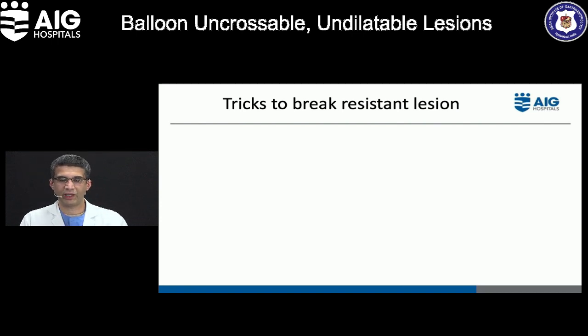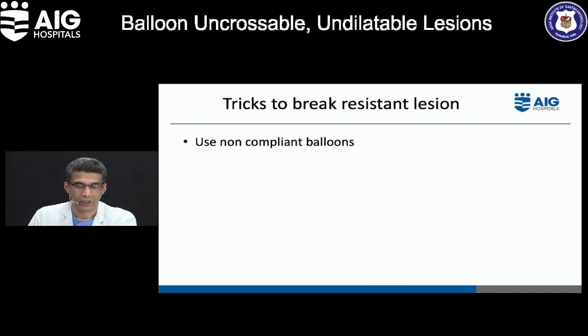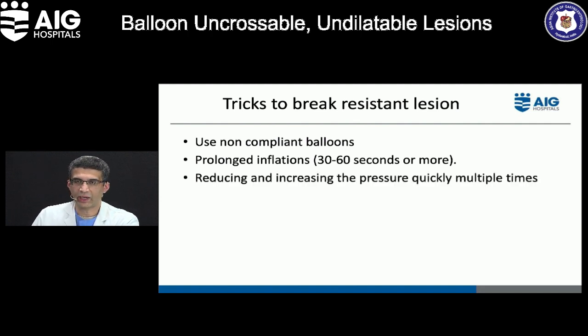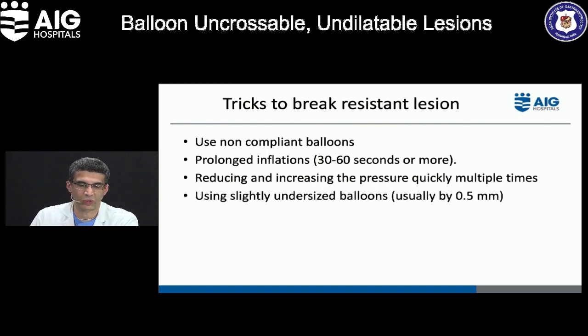What are the tricks to break a resistant lesion? So you are dilating and it's not opening up with the NC balloon. You use non-compliant balloons, give prolonged inflation, wait for about half a minute, 1 minute, go to high pressure and then keep inflating and deflating repeatedly. That doesn't mean you come back to 0, but say you are at around 20. So you go to 15, 20, 22, 15, like that repeatedly inflate, deflate to see if it opens up.